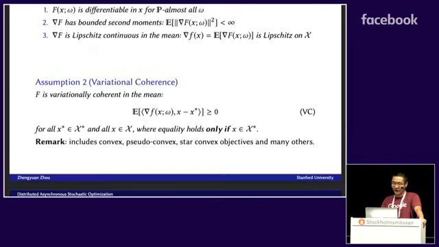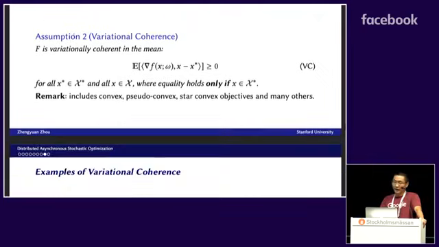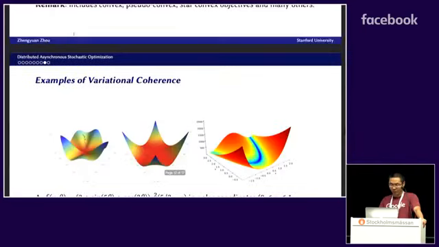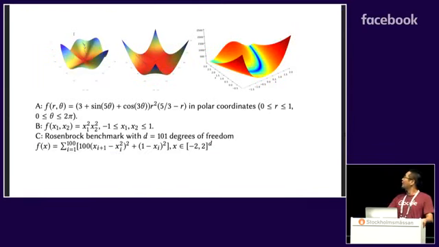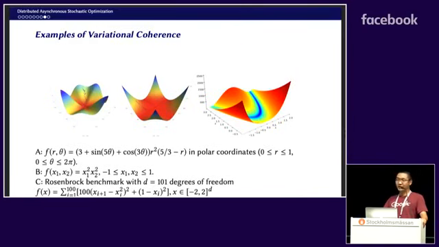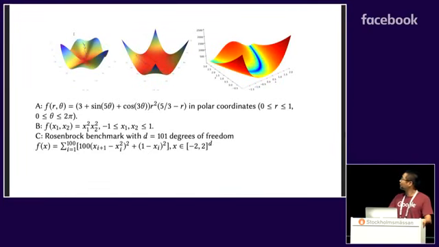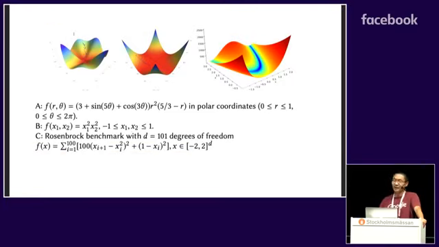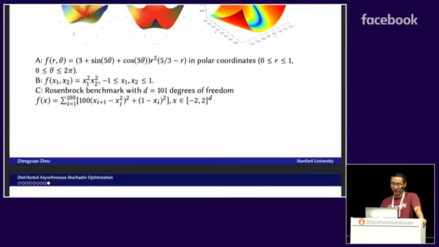And the second one is this class of functions called variationally coherent. There's a lot to be said about this class of functions, but I'll just mention that it strictly includes convex, pseudo-convex, star-convex, and many others as well. Here are a few pictures. The last one is the Rosenbrock benchmark function, which is pretty non-convex. The middle one is x1 squared, x2 squared. Anyway, there's a lot to be said about this, but this is essentially just a class of functions.